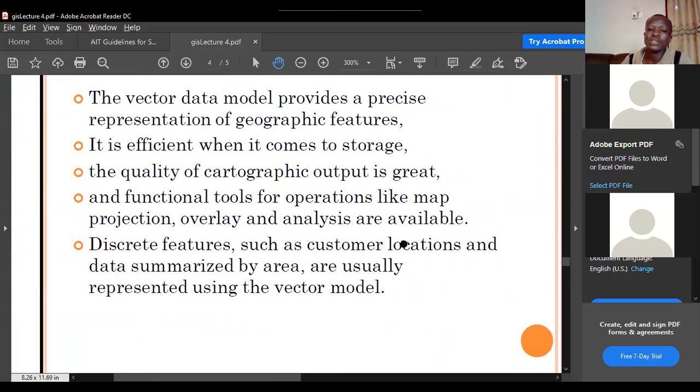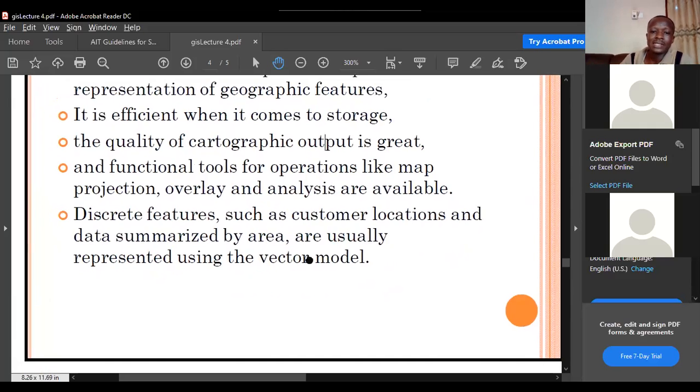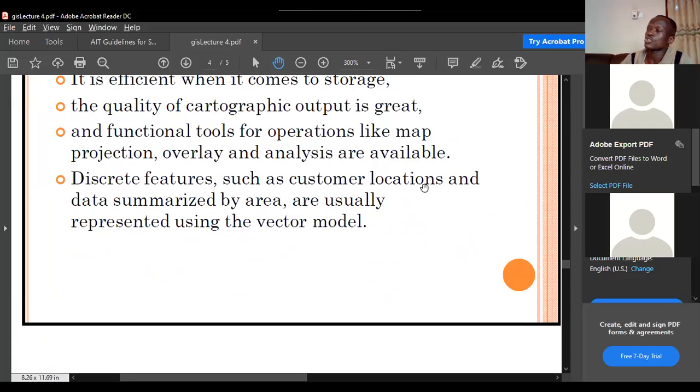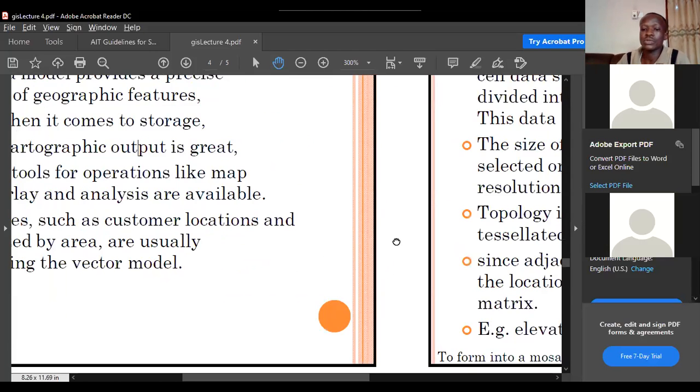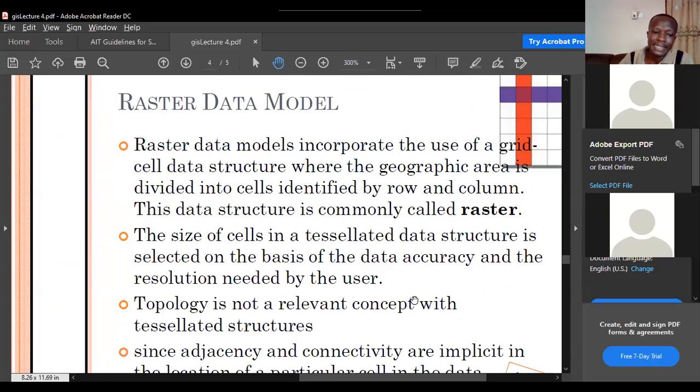So the advantage is also that the vector data model is very beautiful. It's nice for cartography. Cartography is map making. Please, this is a lecture. You are supposed to be making notes and trying to follow what I'm saying, and that's how your questions will come. I'm your examiner. Discrete features such as customer locations, you see, that's discrete. This is where he lives, that's where he lives. There's no ambiguity. So vector does a good representation of discrete data as opposed to continuous data.